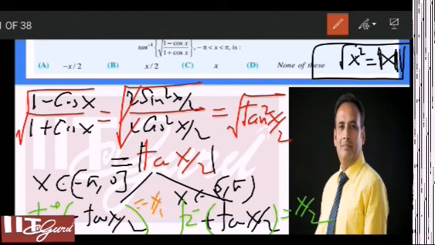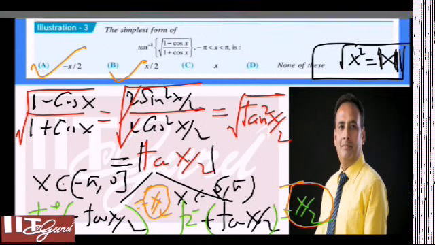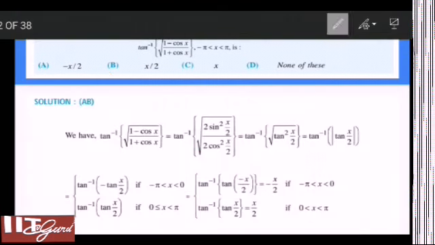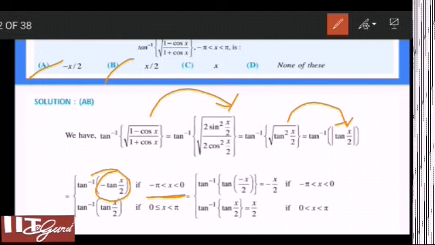So this is the important point. Let's see the solution. A and B both of them are correct. Here, tan inverse of the square root of (1 minus cos x) upon (1 plus cos x) is tan inverse of mod tan x by 2. When x is between minus pi and 0, it opens as minus tan x by 2, and when x is between 0 and pi, it is plus tan x by 2. Hence tan inverse tan x by 2 gives x by 2, and here it is minus x by 2, and here it is x by 2.